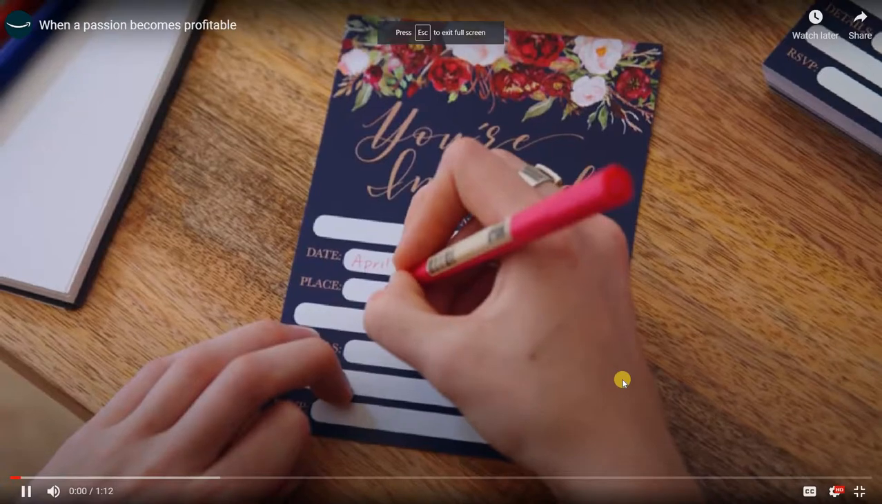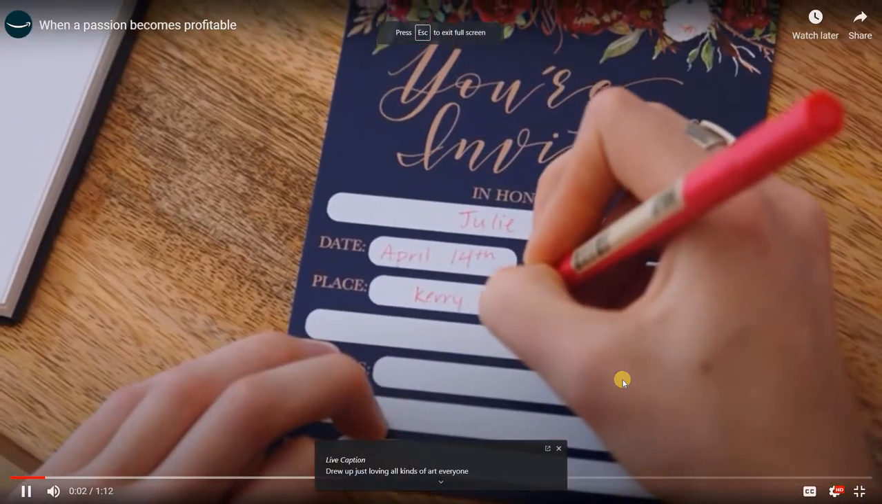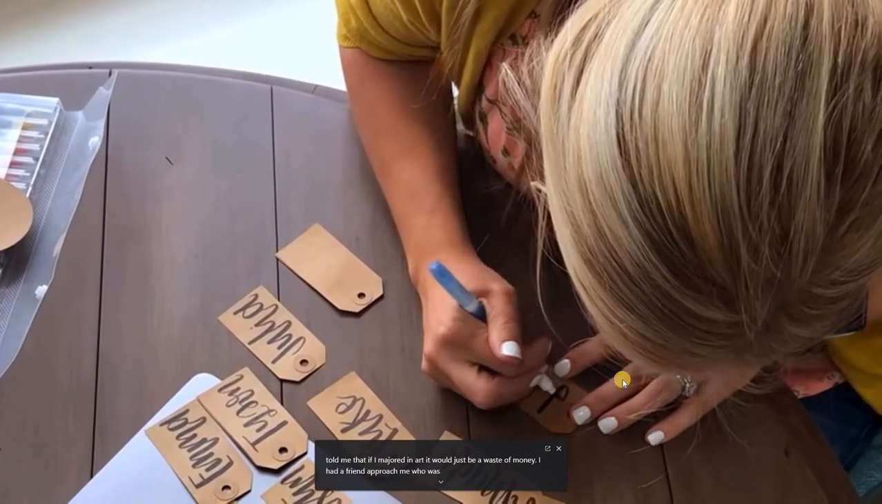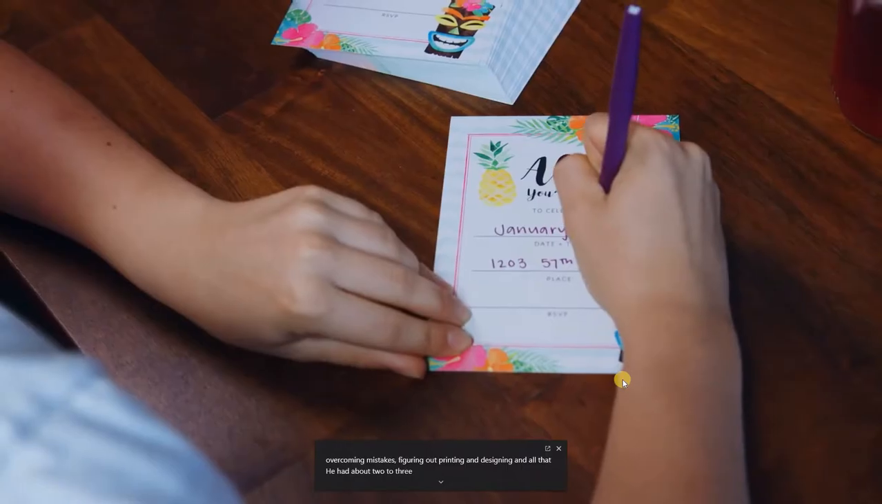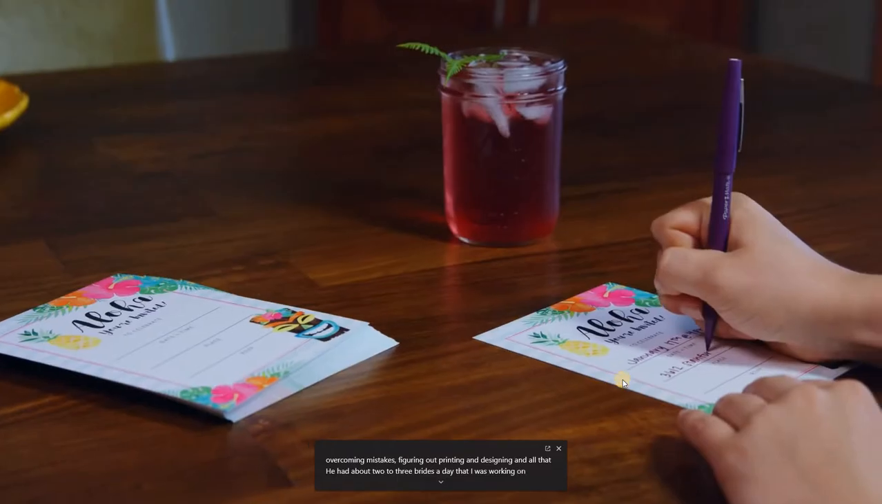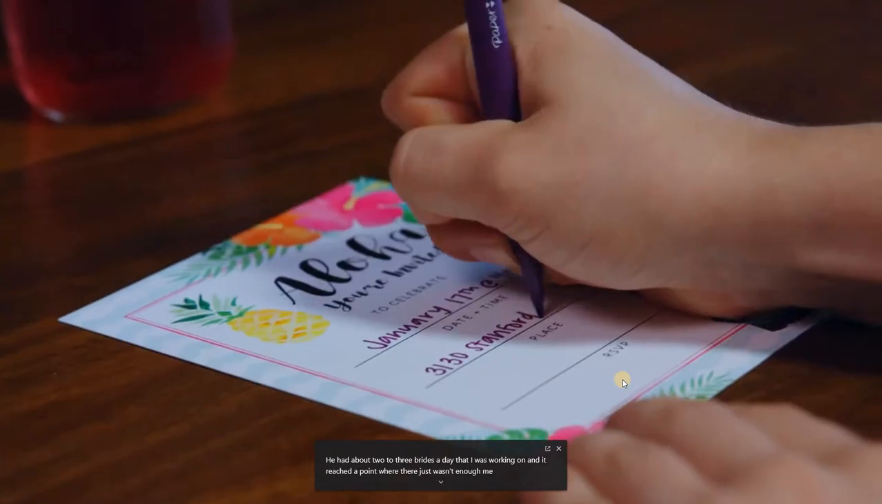I grew up just loving all kinds of art. Everyone, my friends and family, just told me that if I majored in art, it would just be a waste of money. I had a friend approach me who was getting married, and that was my first ever wedding invitation, and I loved it. It started out slowly, overcoming mistakes, figuring out printing and designing and all of that. We had about 2 to 3 brides a day that I was working on, and it reached a point where there just wasn't enough me to go around. I just didn't know what to do.